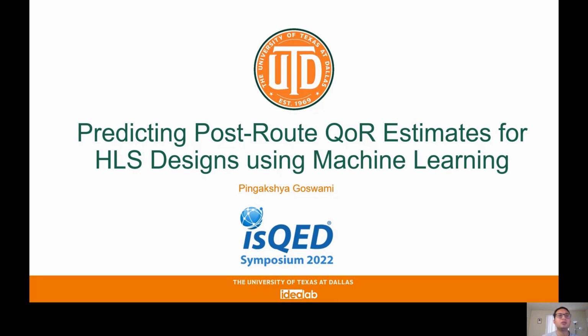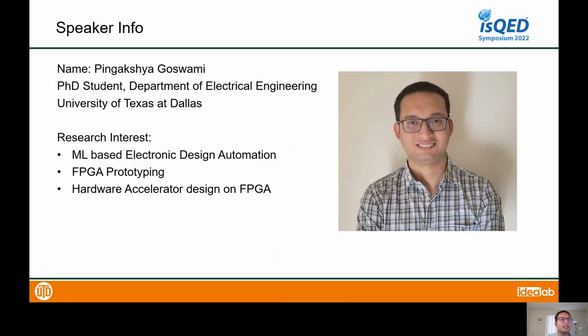Hello everyone. Today I am going to give my presentation on post-route QoR estimates of HLS designs using machine learning. In this work, we have predicted the post-route resource requirement, latency, timing, and area of an HLS design just by looking into the high-level C++ or SystemC code, without performing any kind of C synthesis or logic synthesis.